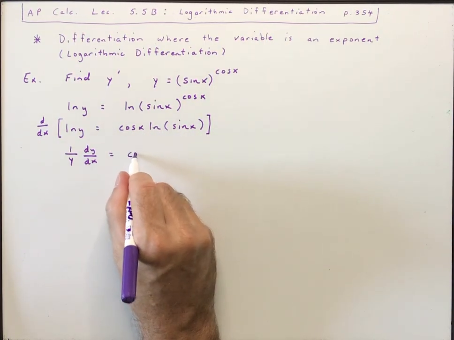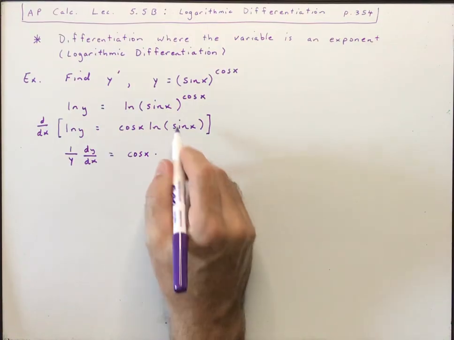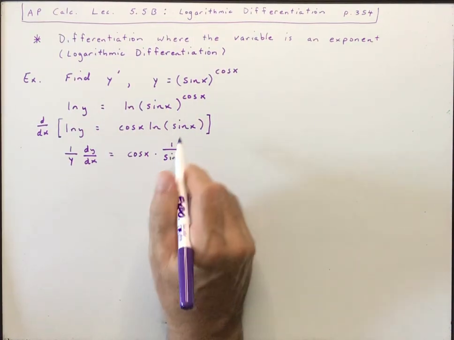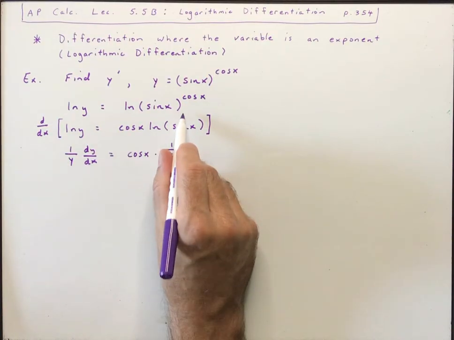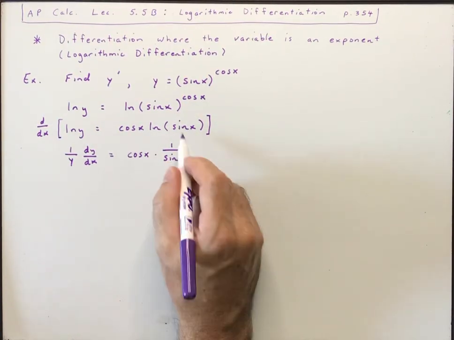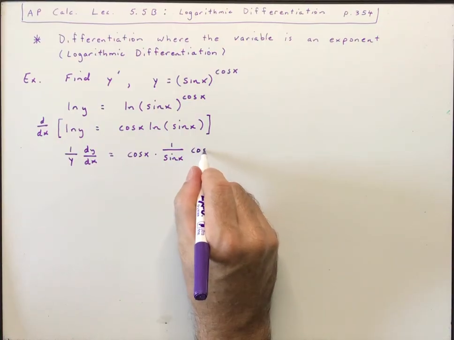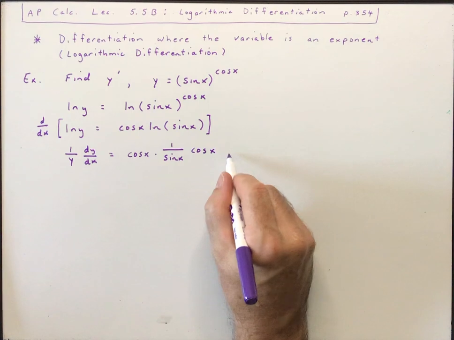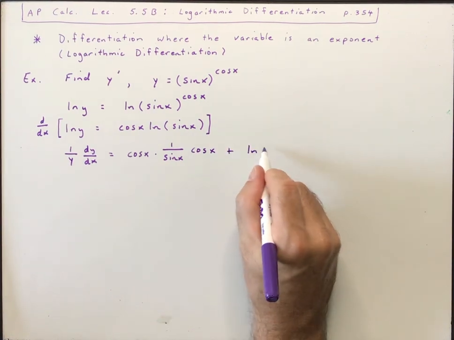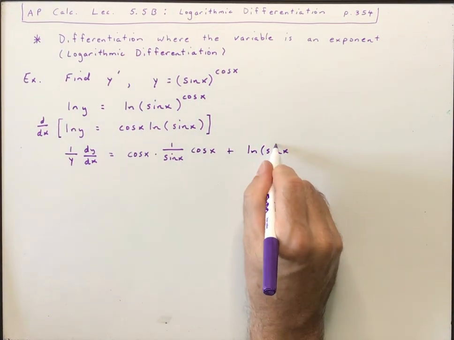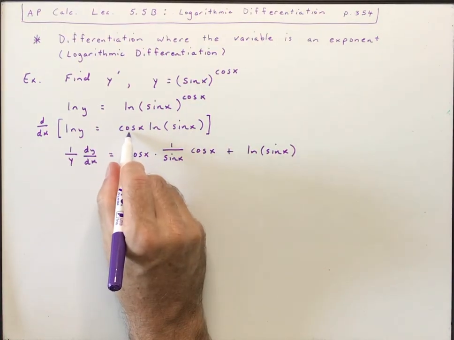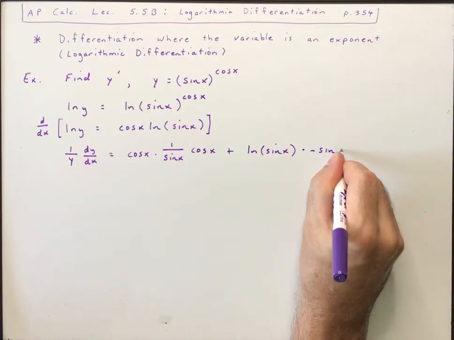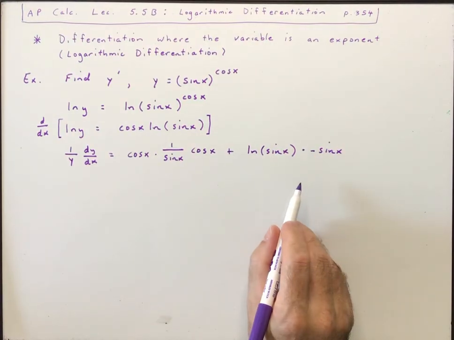So it's the first, cosine x, times the derivative of the second, 1 over sine x. So 1 over the blop, 1 over sine x, times the derivative of the blop, times the derivative of sine x is cosine x. So that's the first times the derivative of the second, plus the second, natural log of sine x, times the derivative of the first, cosine x. Well, that's times negative sine x. Derivative of cosine is minus sine.